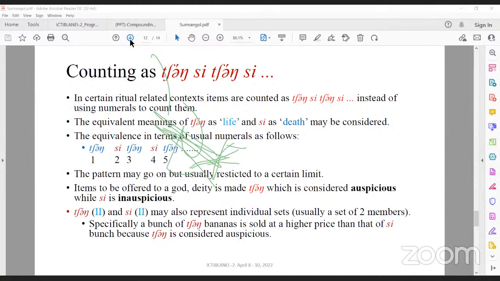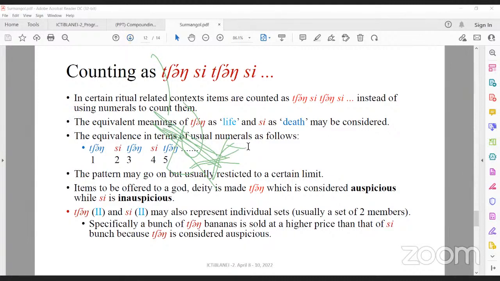Items to be offered to a god, a deity, are counted this way. When we are offering something to god, potatoes, brinjal, whatever, we count the number of them. In this way, we would say this is auspicious, if you count sang, si, sang, then it will be three items. But we will not count usually one, two, three. We will count the number of brinjals or other vegetables as sang, si, sang. We will not offer sang, si, only two, or like four. If you say again five, it is sang.